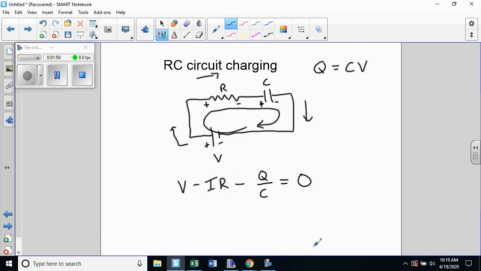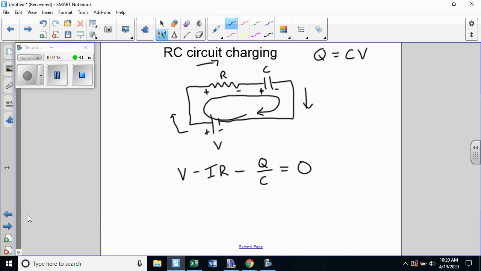So I started with a Kirchhoff rule. I don't see any calculus right now, but I want to write a differential equation. And I tell you that there is actually a hidden derivative somewhere inside of this equation. So 0 is equal to V minus IR minus Q over C. There is a hidden derivative here, and that hidden derivative is in the current I.